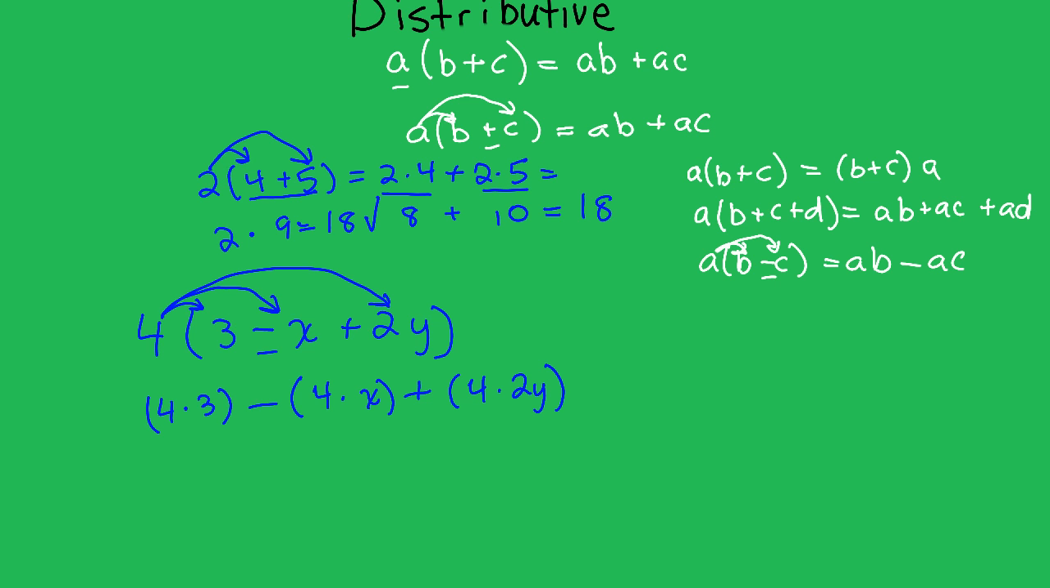And just work inside the parentheses first. You get 4 times 3 equals 12, minus, and now we just keep the variable to itself, so we just do 4 times x is just 4x, and then likewise for this one we just do 4 times 2 and keep the y to itself to get 8y. So that's all we can simplify that.